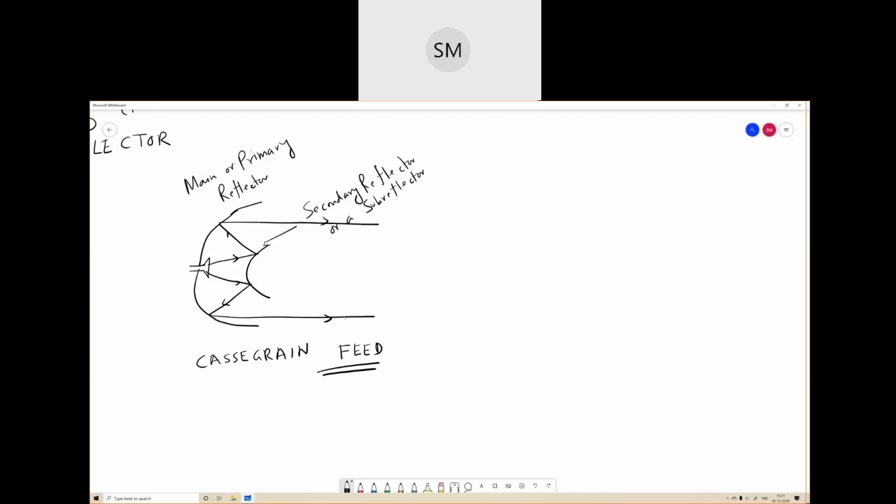Okay. So any questions regarding this? These are the main four types of reflectors that we can see. It could be the corner reflector, the curved, the front feed, or the Cassegrain feed. What is the disadvantage of the front feed reflector? Can you tell me?